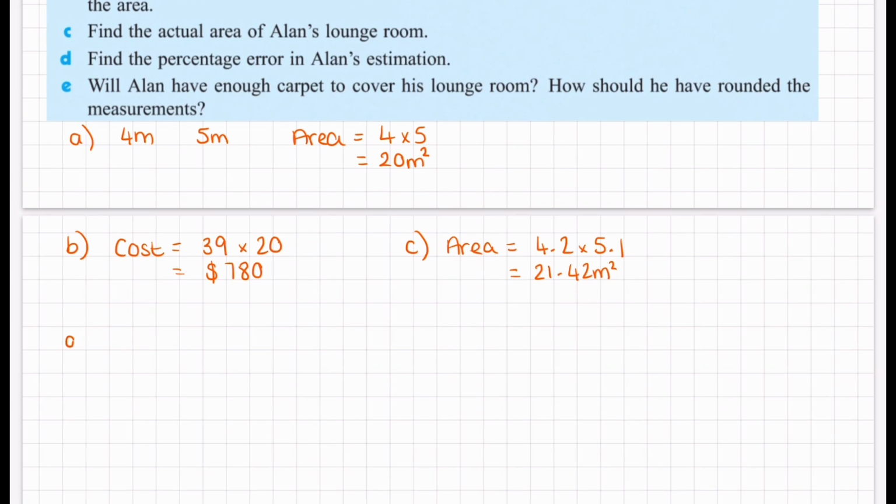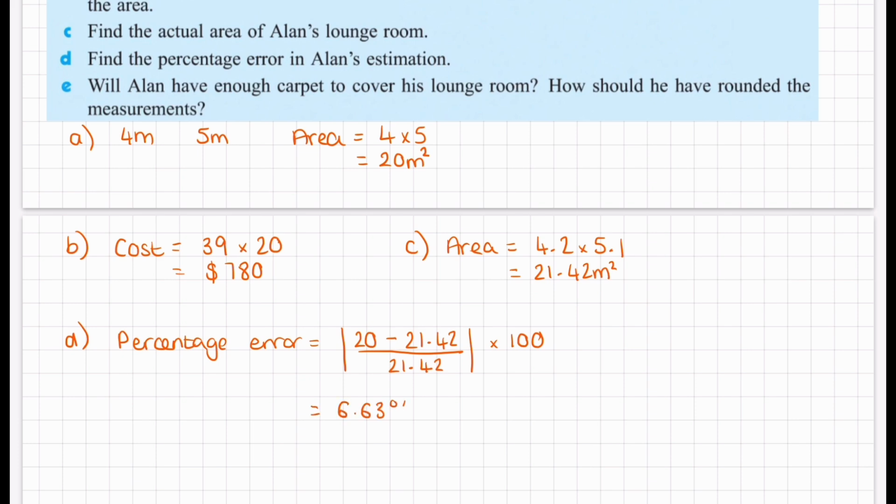Part D, find the percentage error in Alan's estimation. As the percentage error equals the absolute value of the approximate, which was 20, minus the exact, which is 21.42, divided by the exact, and then we times that by 100. And when we do that, we get it is approximately 6.63%.